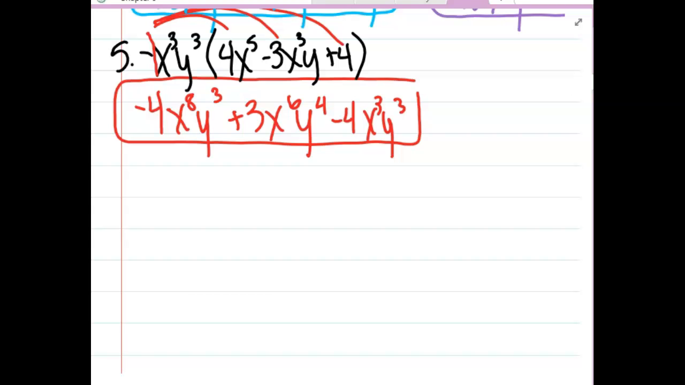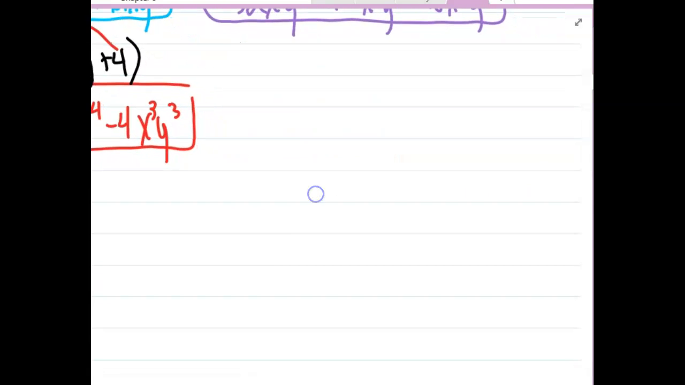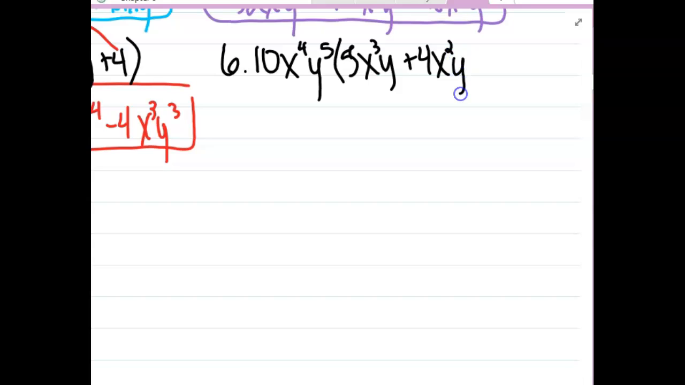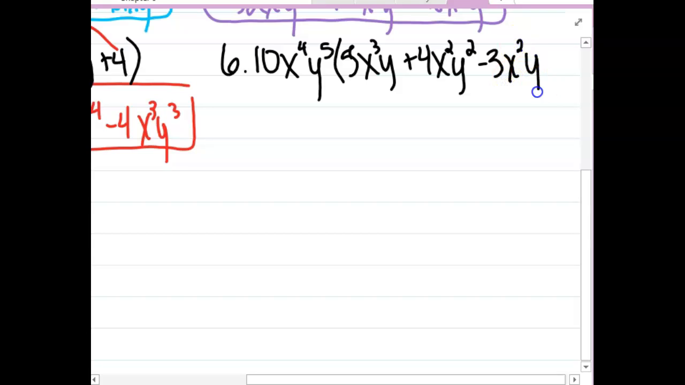Okay, I'll have you guys try number 6 on your own, and then we will move on to the factoring. So number 6, I want you guys to try 10x to the 4th, y to the 5th, times 5x cubed y plus 4x squared y squared minus 3x squared y cubed. Okay, let's see how we did.